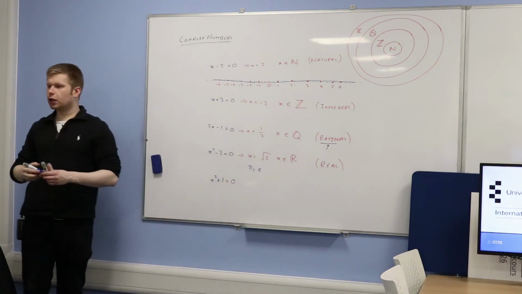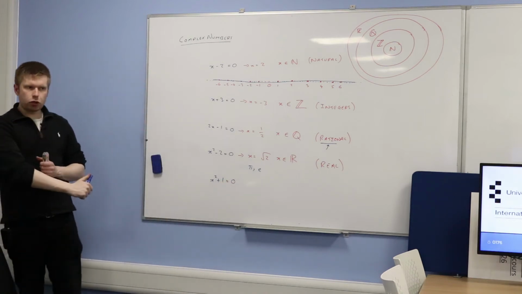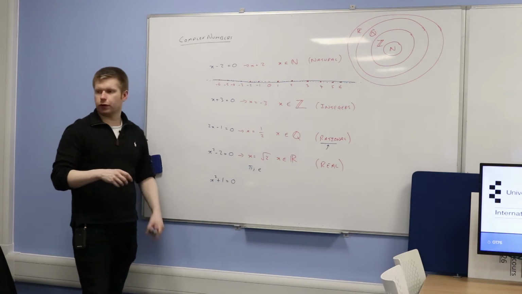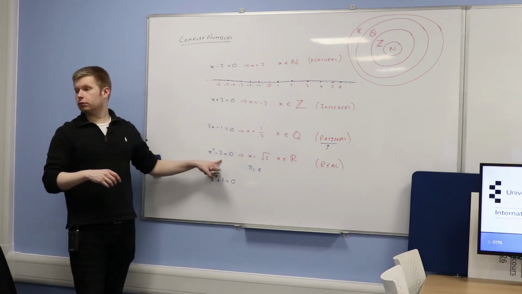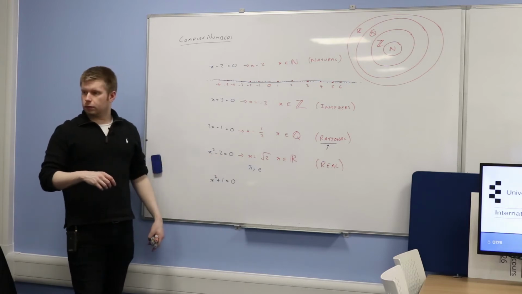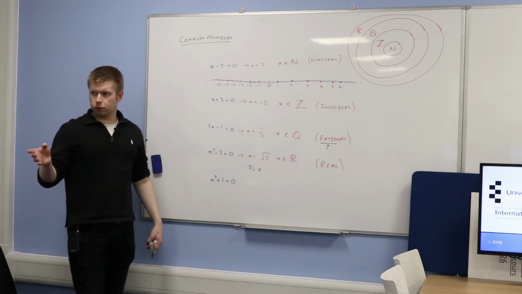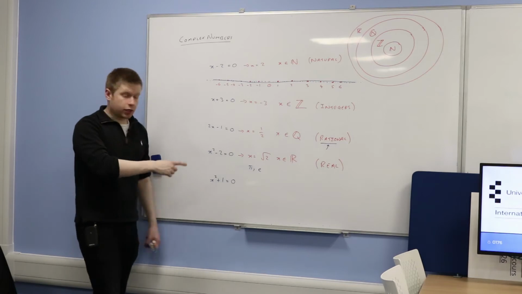What if I gave you an equation like this? So how would you solve this equation? X squared plus 1 equals 0. I mean, it will be x equal to square root of minus 1. Okay, good. So leave it there for a minute.